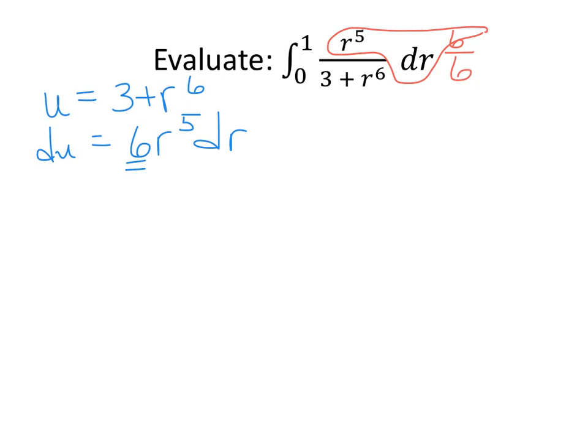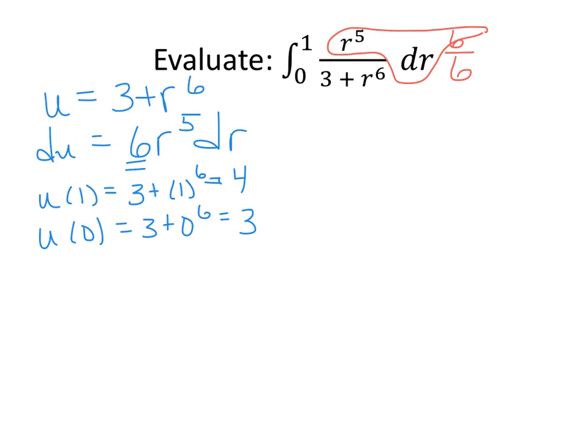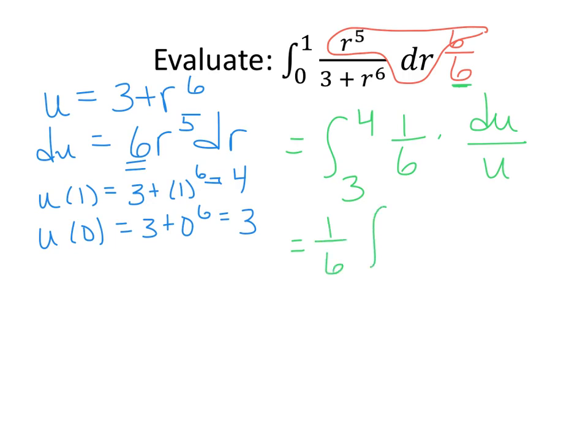I also want to change my bounds, so I'm going to find u of 1, which is 3 plus 1 to the 6th, which is 4. And I'm going to find u of 0. So this is 3 plus 0 to the 6th, which equals 3. So now I'm going to change this. So now I have the integral from 3 to 4 of 1/6, that's this guy, times du over u. So pulling out my constant, I have 1/6 the integral from 3 to 4 du over u.